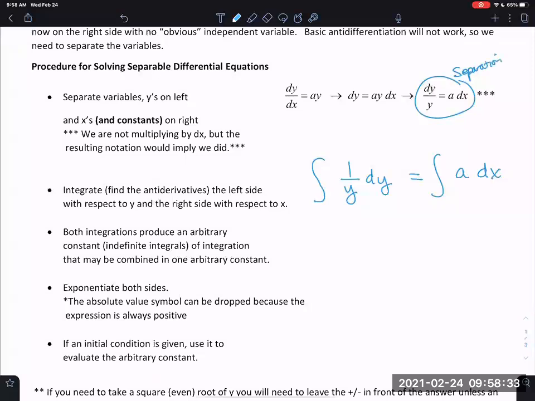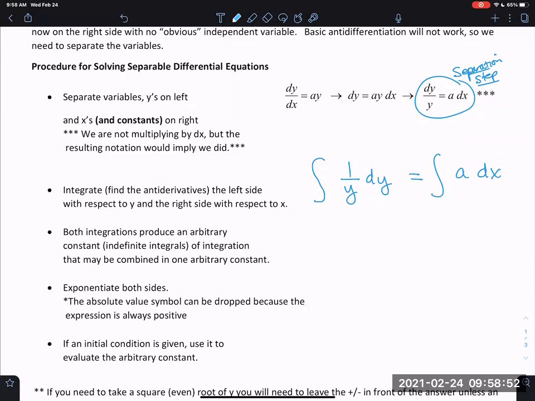And why I'm pointing this out is because when it comes to grading your problems, these are the key things your graders are going to look for: your separation of the variables, as well as taking the antiderivative of both sides. So that's putting the symbols on it and not just going straight to what the antiderivative is.